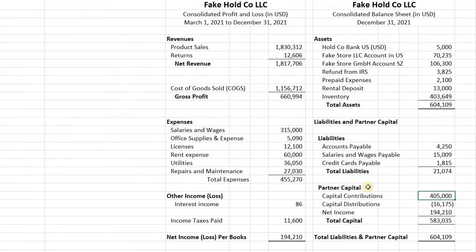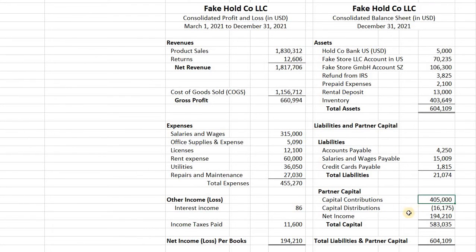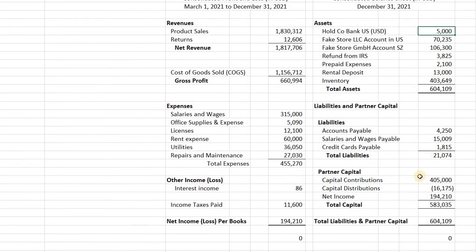So effectively what happened is Jane and John put in $405,000 collectively between the two of them. And $400K was sent to the Florida LLC. Sorry, $200K was sent to the Florida LLC. $200K went to the German entity. And then $5,000 was retained in this bank account up here. Okay, so that's how all the numbers and the math is working here.